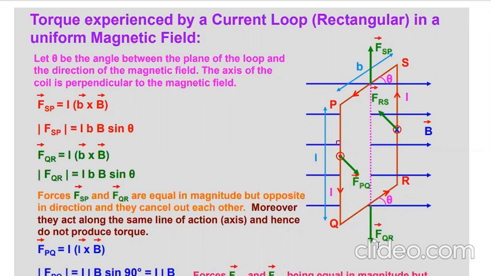So the vector sum of this force SP and QR will be 0 because the two forces are opposite to each other. Their directions are opposite, but their magnitude is the same, that is I b B sin theta. Magnitude is the same, but their direction is opposite. Therefore, their vector sum becomes 0. So the net force acting on this arm and this arm is 0. Now let us calculate the magnetic force acting on this arm and this arm, that is the longer arm of the coil.